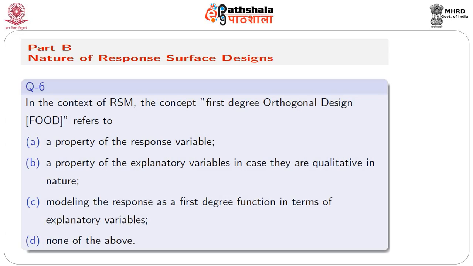Here the closest answer is none of the above, because it does not refer to any property of the response variable. It is not talking about explanatory variables in case they are all qualitative, definitely not. They have to be all quantitative, that is the purpose of response surface. Modeling the response as a first degree function is not enough. FOOD means there is some extra property of the explanatory variable allocations.